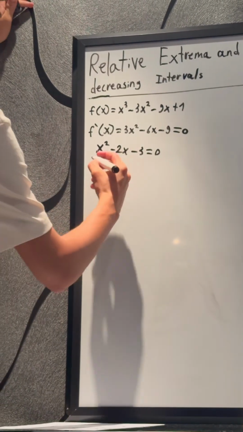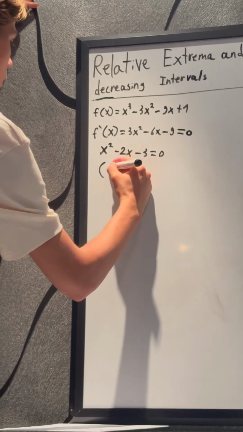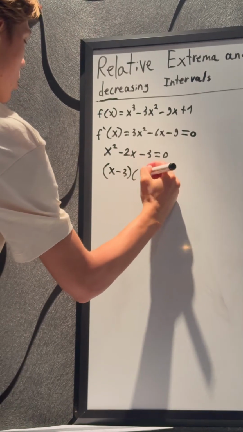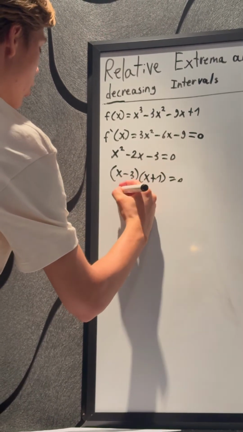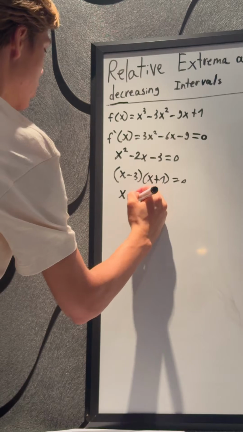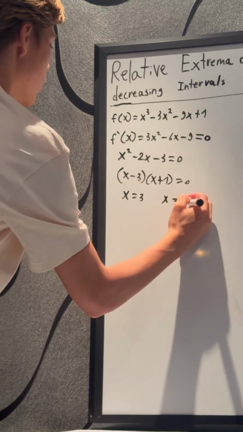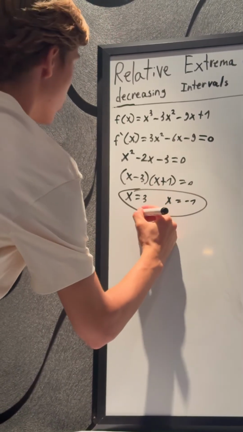Now we factor to solve for the quadratic. We're going to have x minus 3 and x plus 1 equal to 0. So our critical points are x is equal to 3 and x is equal to negative 1. So these are critical points.